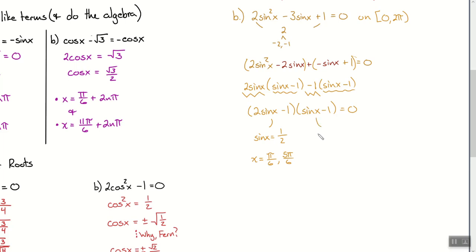From this one, it simplifies down. I'll add 1 to each side, and I'm simply asked to find where sine x is equal to 1. If I look at the unit circle and see where y is 1, I see my first point happens at pi halves, and the second point happens at 3 pi halves. And we have found all 4 of these solutions.